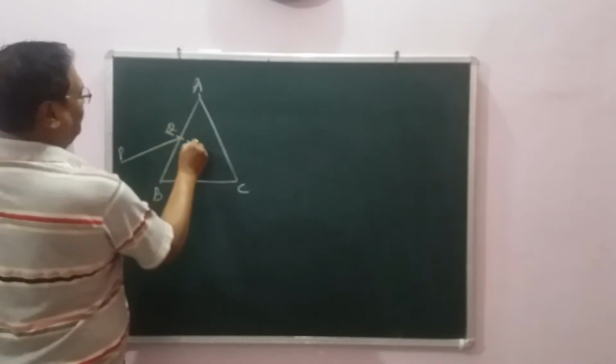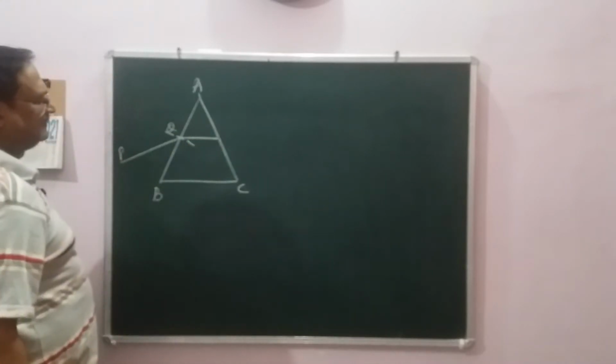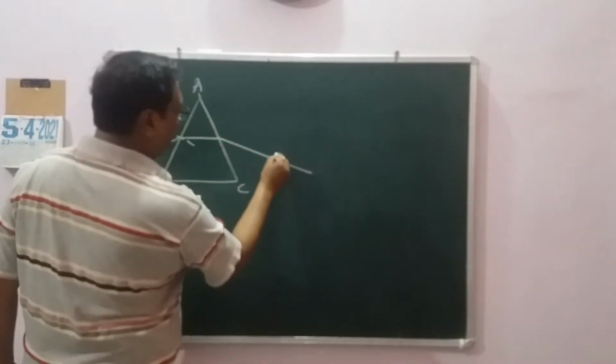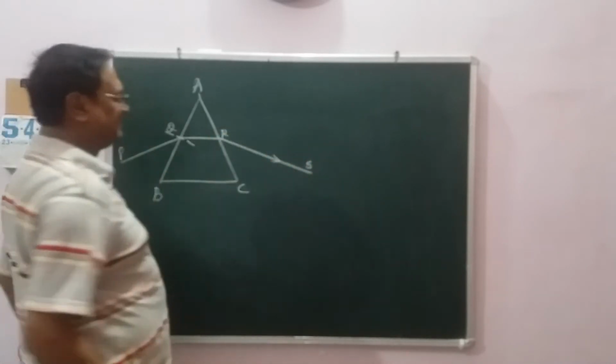Let us drop a normal here. It is refracting inside like this, and it is emerging out like this, right? And this is R and S.